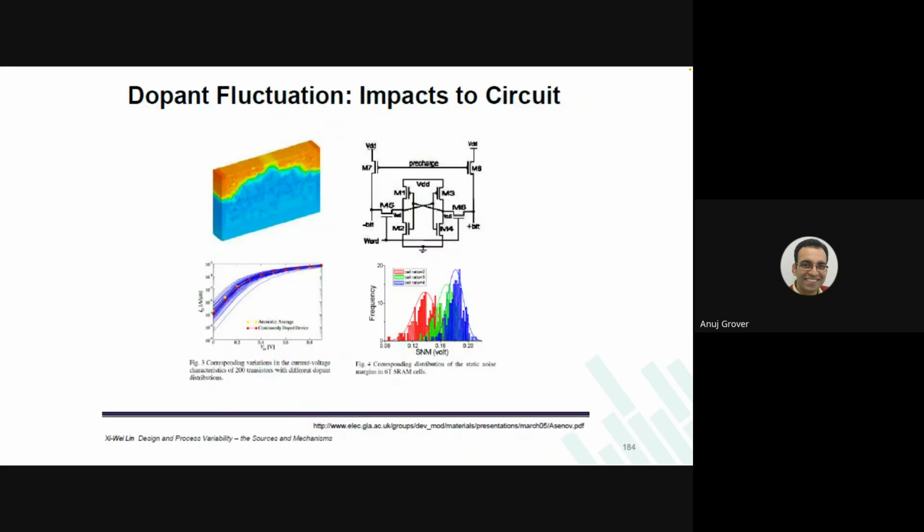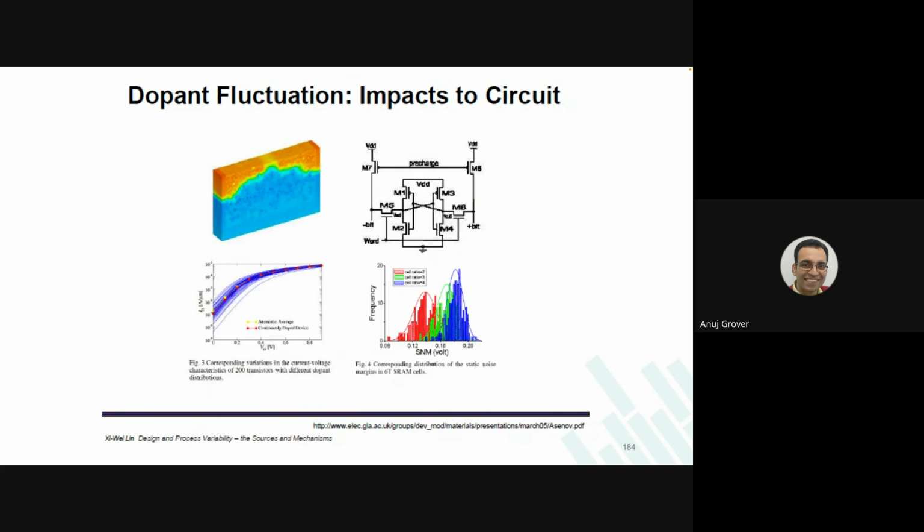In advanced technologies, this variation just increases. In 28 FDSOI, so this was 28, the earlier curve. In 28 FDSOI, because random dopant fluctuation was not there, the variations reduced. That was why we were able to see a significant reduction in VDD min. This plot is only considering random dopant fluctuations. This is considering every variation.